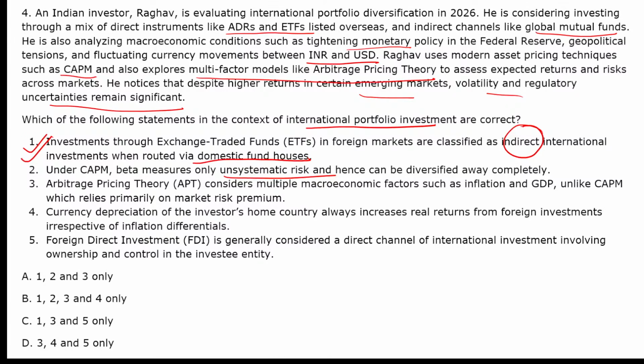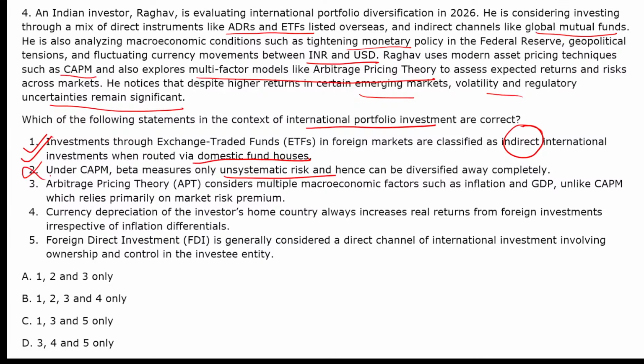See, what does beta tell you? Beta tells you the market risk involved, which is actually a systematic risk, right? Systematic risk cannot be diversified, right? It is central to CAPM. How can you diversify it?